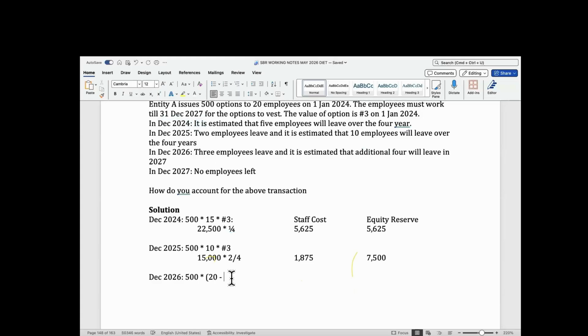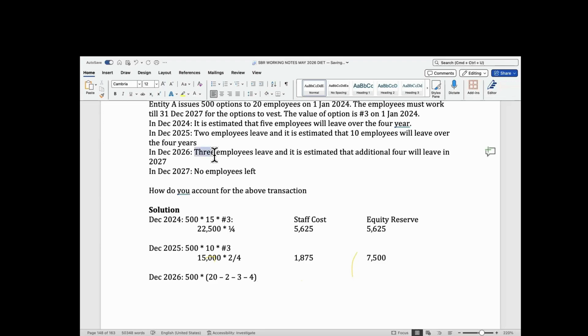I know that in 2024, nobody left. In 2025, 2 people left. In 2026, 3 people left. And we are estimating, because there is no way I can know the people that will leave in 2027 now. I can only estimate that 4 people will leave in 2027.